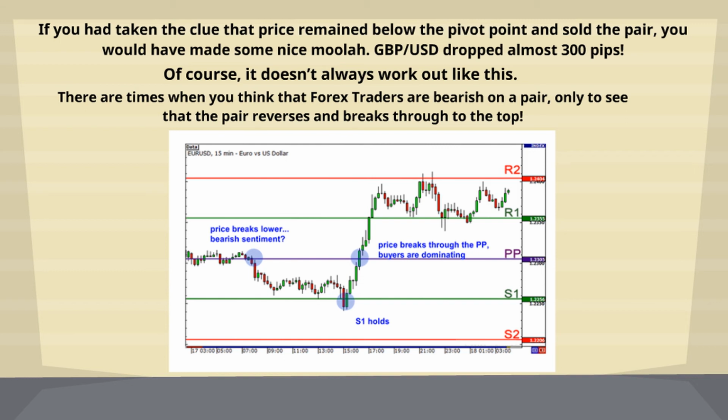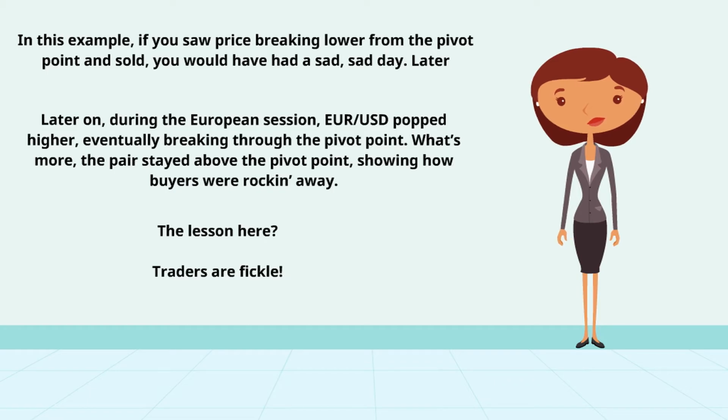Of course, it doesn't always work out like this. There are times when you think that Forex traders are bearish on a pair, only to see that the pair reverses and breaks through to the top. In this example, if you saw price breaking lower from the pivot point and sold, you would have had a sad day. Later on, during the European session, Euro to US dollar popped higher, eventually breaking through the pivot point. What's more, the pair stayed above the pivot point, showing how buyers were rocking away.